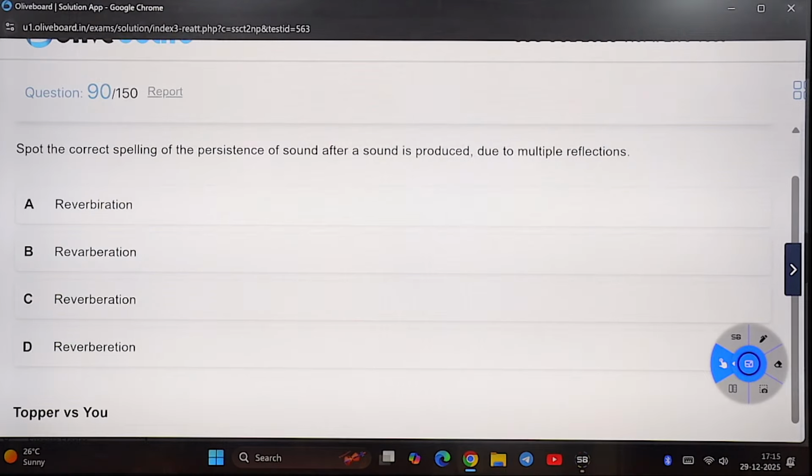Quick. Reverb. You listen to songs with more reverb. Quick.